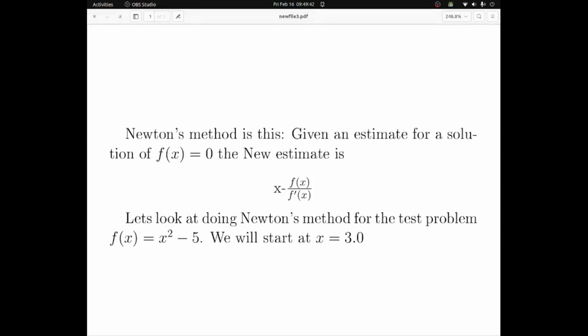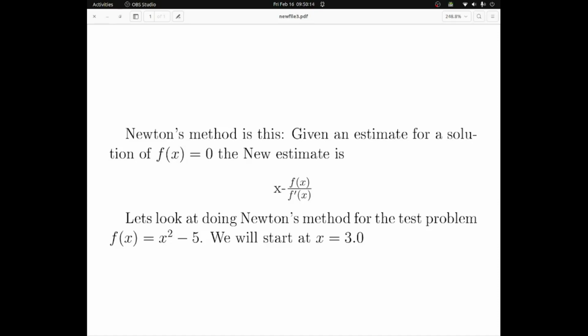Good morning. In this short video, I want to look into the first effort at programming Newton's method. You'll remember that in Newton's method, you start off with some initial estimate of the solution of f of x equals 0, and you obtain a new estimate by calculating x minus f of x divided by f prime of x. If necessary, you then repeat this process.